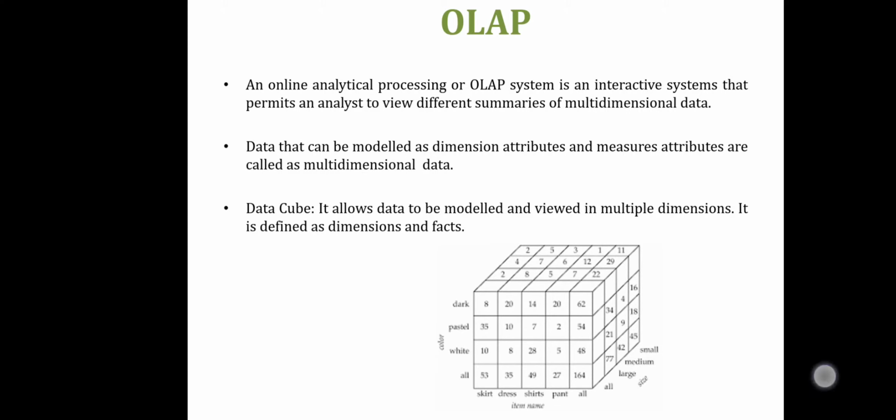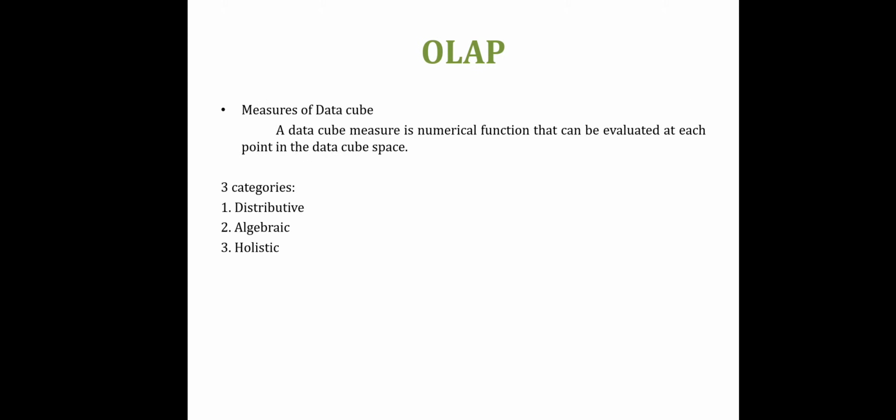Then moving forward towards the next part, we can have the different measures of this data cube. Means what? A data cube measure is a numerical function that can be evaluated at each point in the data cube space. So, that measure can be organized into 3 categories based on the kind of aggregate function we are using. Depending on which aggregation we are using, we have different categories called distributive, algebraic and holistic. So, we will see one by one what these measures are exactly.